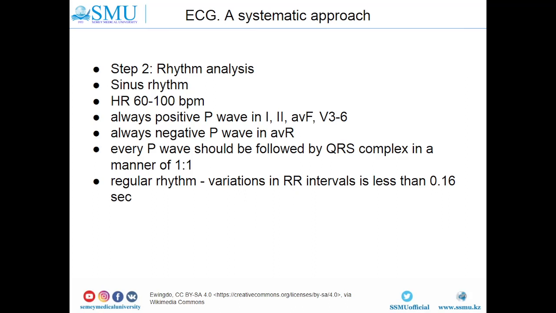Now, you must know the characteristics of sinus rhythm. In sinus rhythm, we have a heart rate between 60 and 100 beats per minute. The P wave will always be positive in leads I, II, aVF, V3 and V6, and it will always be negative in aVR. The number of P waves should be equal to the number of QRS complexes, and every P wave should be followed by a QRS complex in a 1-to-1 ratio, and it must be a regular rhythm. Variation in RR interval should be less than 0.16 seconds.